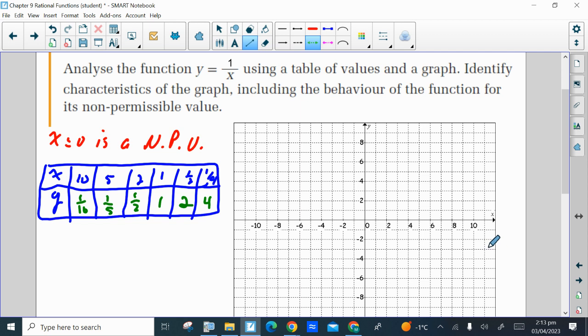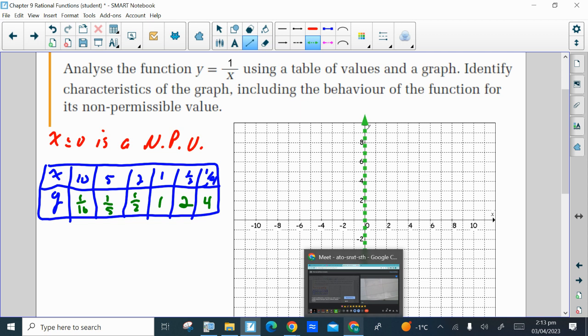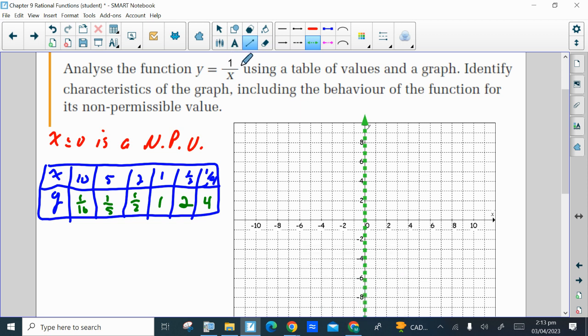Again, we said that x = 0, which is the y-axis, is a vertical asymptote. The other thing we can say here is that y can never equal 0 either, because 1 divided by a number is always going to give you some value, never 0. The only way a rational function equals 0 is if the top equals 0, since 0 divided by something gives you 0. But the top is a constant, it's positive 1. So we say that x = 0 is a non-permissible value. We can also say y = 0 does not exist.